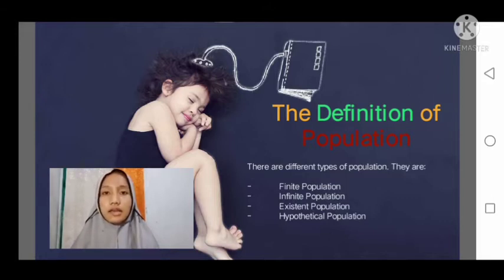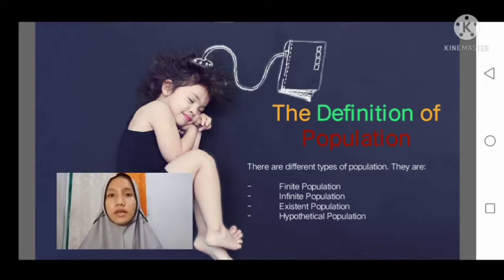Okay, for the second types is infinite population. The infinite population is also known as an uncountable population in which the counting of units in the population is not possible. Example of infinite population is the number of germs in the patient's body is uncountable.